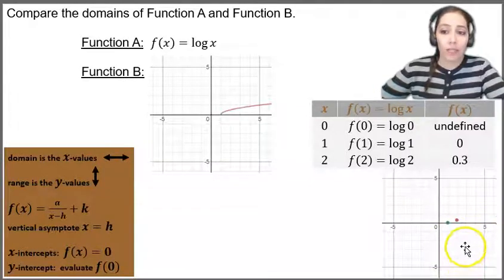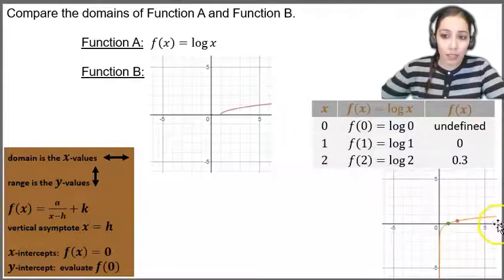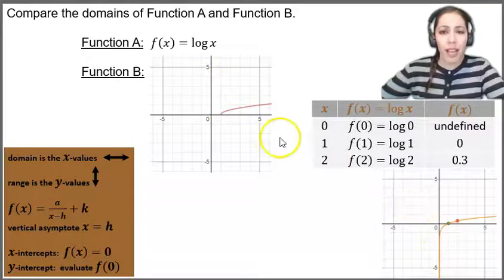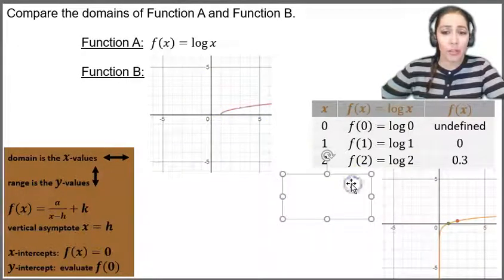So after you've done a few, you'll start to see that it curves down here, but as it gets closer to 0, it goes all the way down very close to that asymptote. It doesn't actually touch x equals 0. Then I can go ahead and get my domain from there.